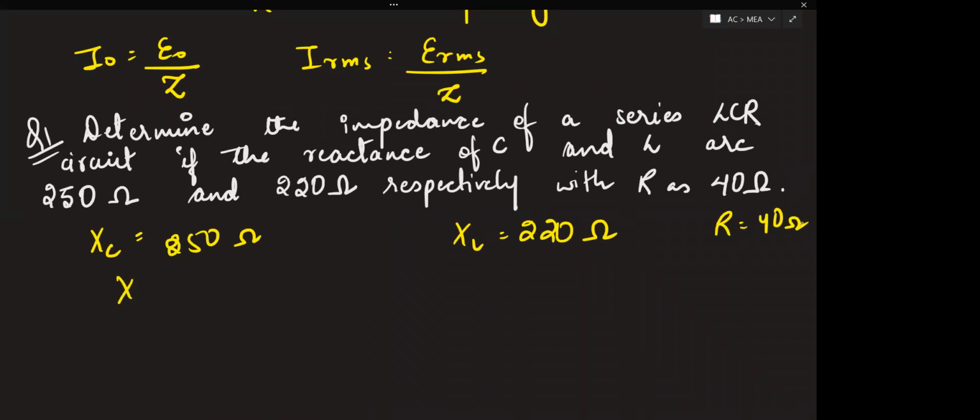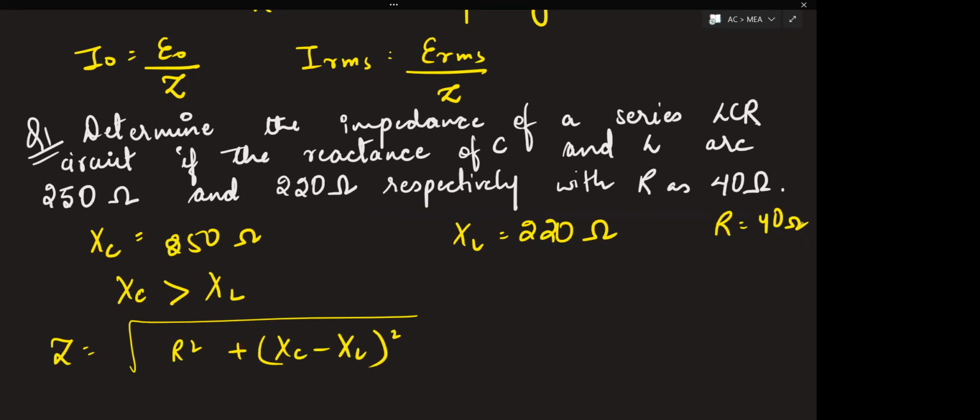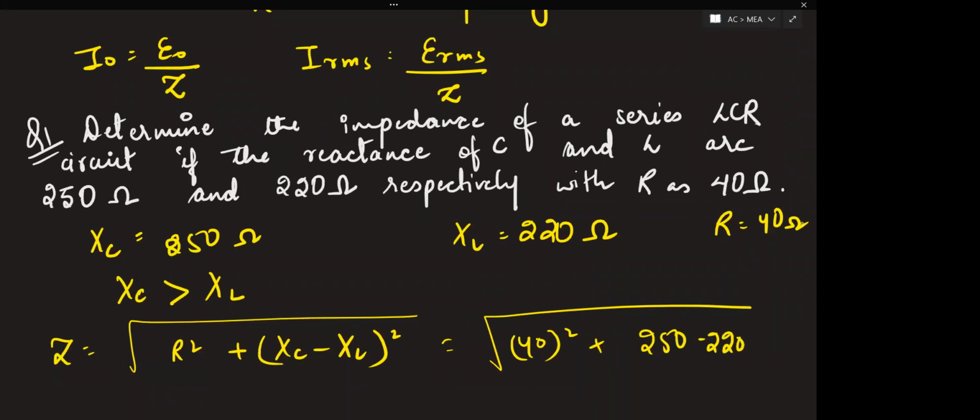So from here we can see XC is greater than XL. Z will be equal to what? Z equals the square root of R squared plus (XC minus XL) squared. Which comes first is determined by this, so as to avoid negative. So this becomes 40 squared plus 250 minus 220, which will be 30.